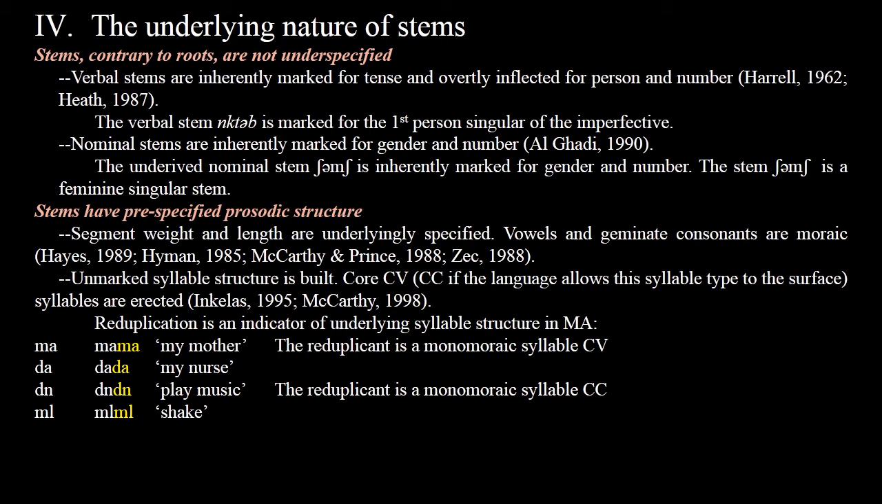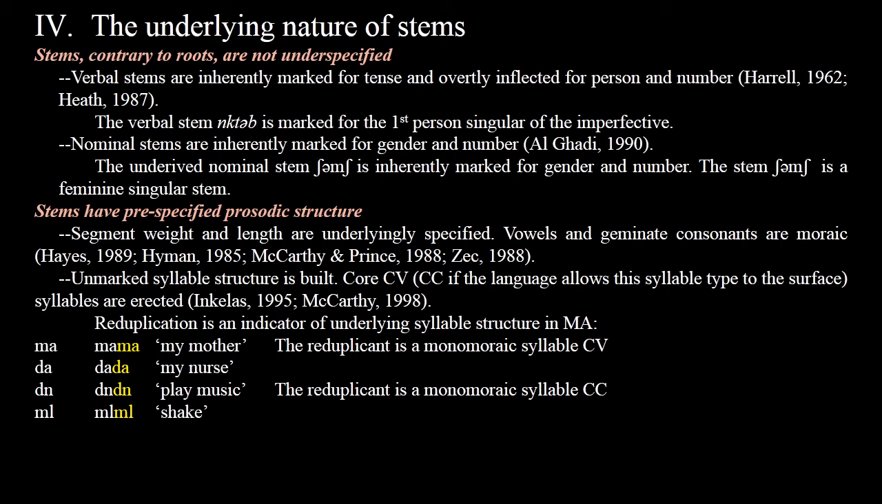Reduplication is an indicator of underlying syllable structure in Moroccan Arabic. So we have the underlying ma, which gets expanded to mama through the reduplication, or the copy, of a well-defined material, which is a monomoraic syllable. So we have da, which will get dada. What supports our claim are the prosodic augmentation tools employed by the language.